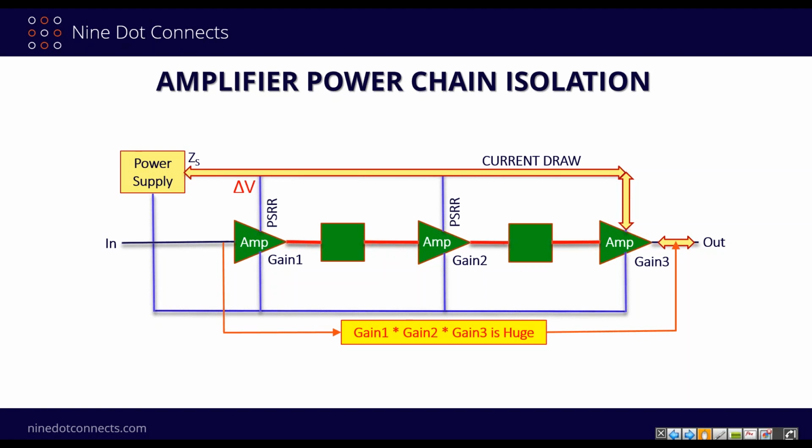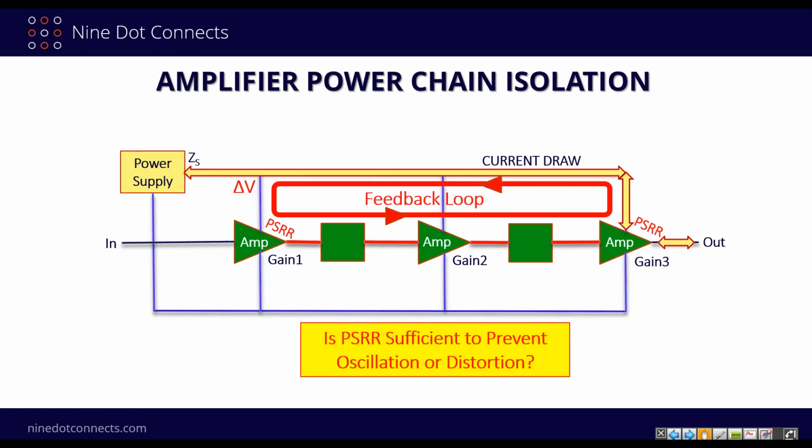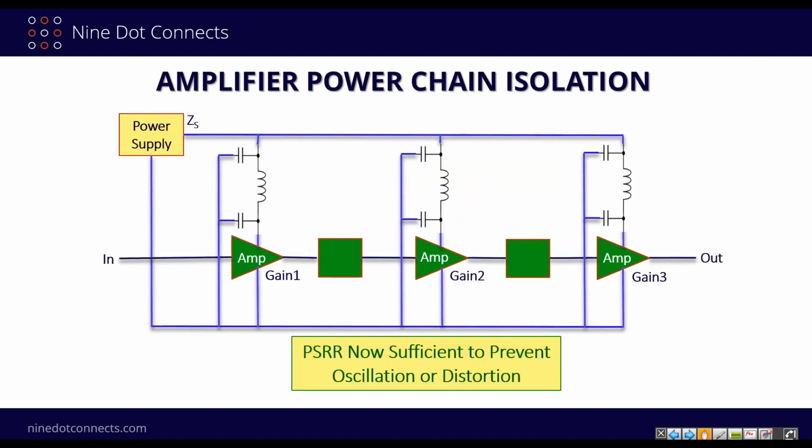If it's huge, you can get to the place where there's so much gain that the power supply rejection ratio of the first op-amp is insufficient to prevent it. This actually occurs quite often in high amplification chains in communication equipment. So what do you do to make that go away? Well, you put a filter in line with each power supply. Sometimes just throwing a capacitor at each op-amp will help, but sometimes it's not enough.